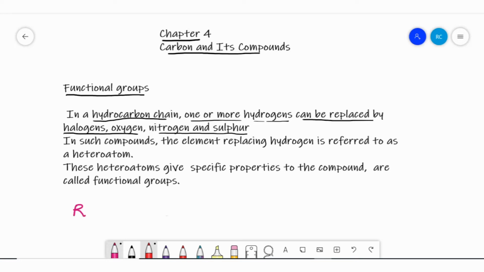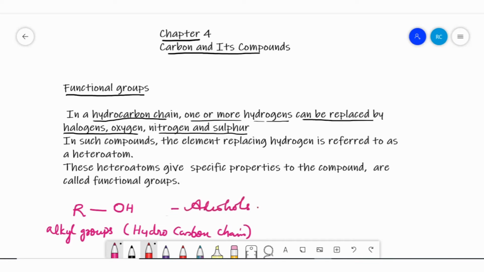This is a hydrocarbon chain. Alkyl groups generally contain a hydrocarbon chain, because they contain only carbon and hydrogen. For example, if this is CH3 and one of the hydrogens is replaced, that is how alkyl groups are formed. Now in this alkyl group, I replace a hydrogen with the heteroatom oxygen and one hydrogen. Here the main atom is the heteroatom, oxygen, and this group we call alcohols. So its functional group is OH, and the group of compounds is called alcohols.